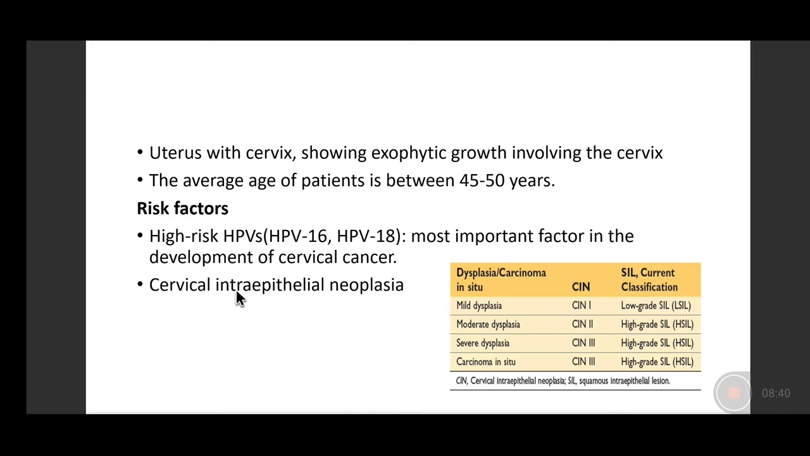So this particular is the formalin fixed specimen of uterus with cervix, in which you can see the exophytic growth, which is involving the cervix. So it is mostly seen in cases of carcinoma cervix, and the average age of patients presenting with carcinoma cervix tends to be 45 to 50 years. The various risk factors for the same include high risk human papilloma virus infections. Now, HPV 16 and 18 are the most important factors in the development of cervical cancers.